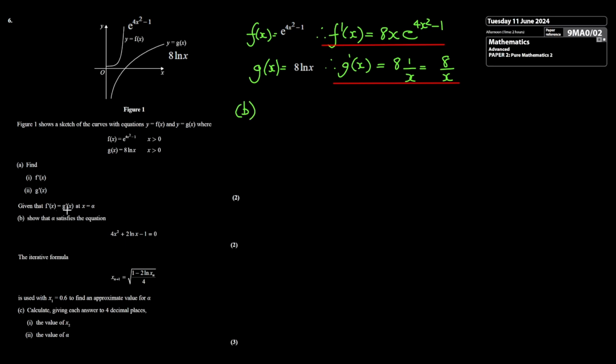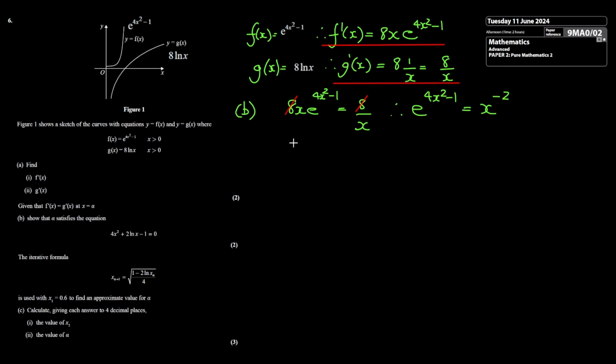Now in part B we're told that the differentials are equal to each other at x equals alpha, and we've got to prove that alpha satisfies this equation. So all we've got to do is equate the two functions and solve for x. So there are the two functions equated, and straight away we can cancel an 8. Dividing both sides by x, I get that e to the 4x squared minus 1 is equal to x to the minus 2.